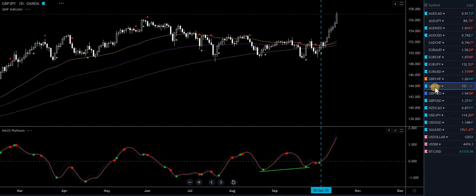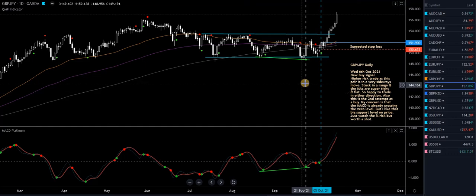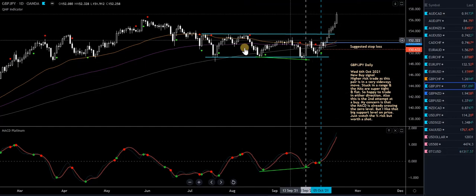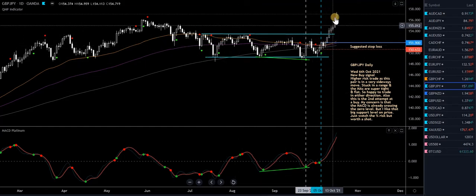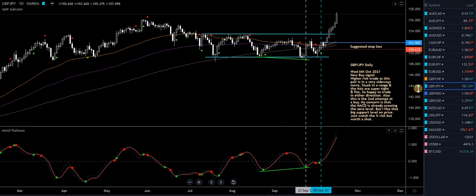All right, let's keep on going. Pound yen. Again, it was range bound, like I said, ranges eventually break, and here's a good example. The yen pairs have been on a tear.